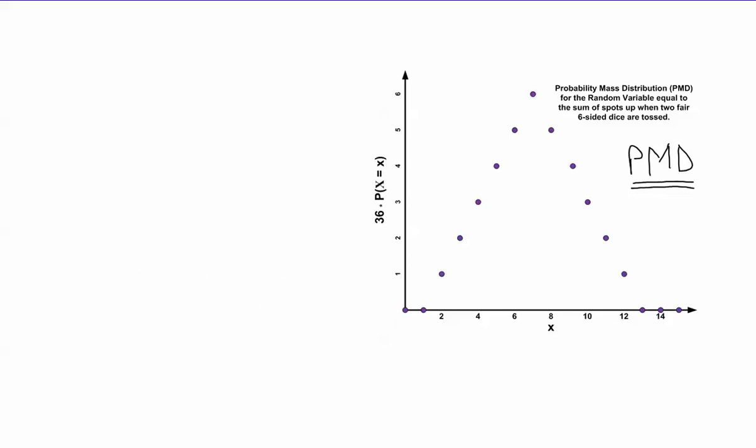All right. Let's do another example. What is the cumulative distribution function evaluated at 4? The cumulative distribution function evaluated at 4, that's the probability that x is less than or equal to 4.